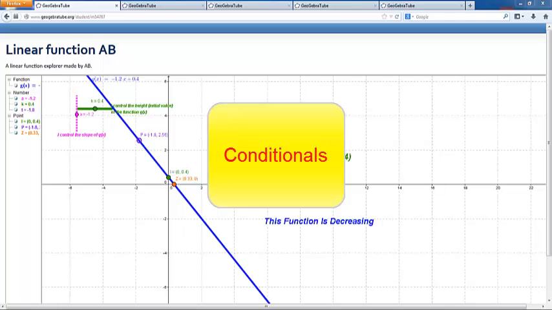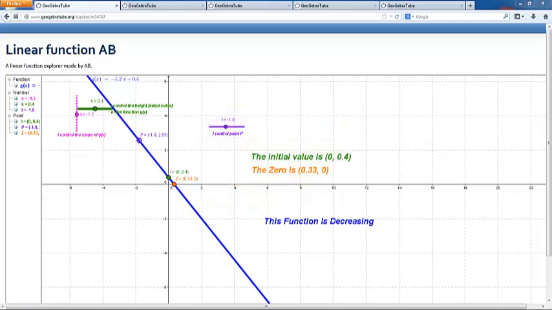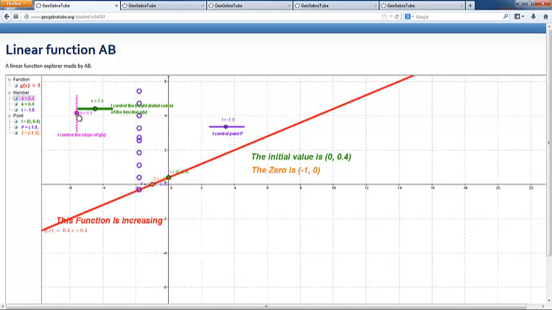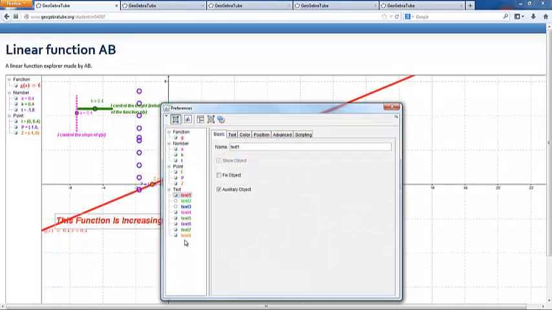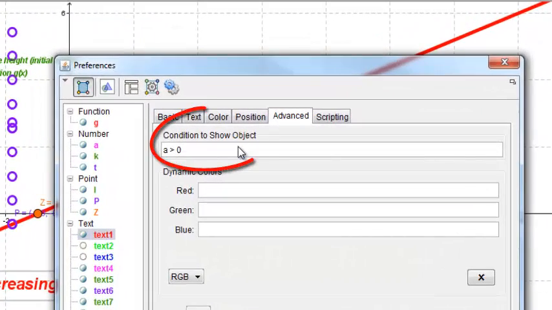The next layer of complexity to add was conditionals. This student is displaying right now the message that this function is decreasing. However, if I change the value of the slope so that it's positive, now the message that's displayed is this function is increasing. So the student had to go into the properties for this text and tell GeoGebra under what conditions he wanted this message to be displayed, under the condition that A is a positive number.